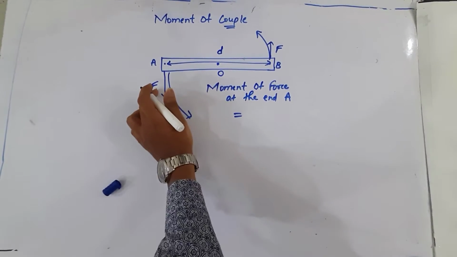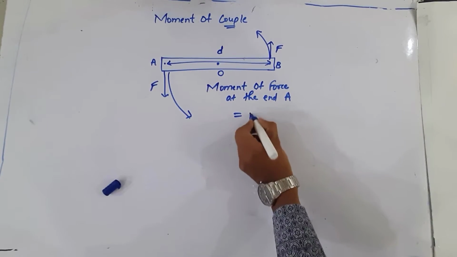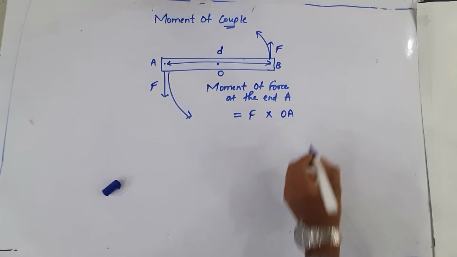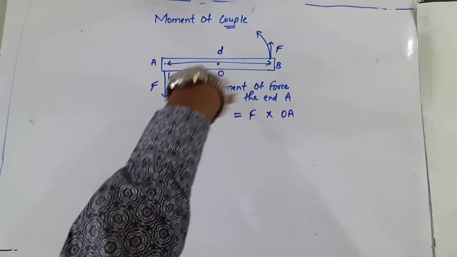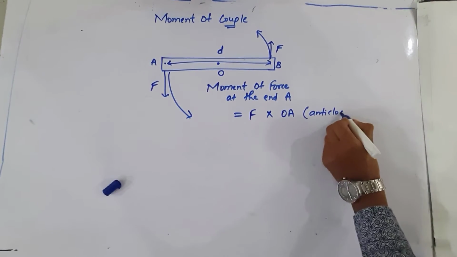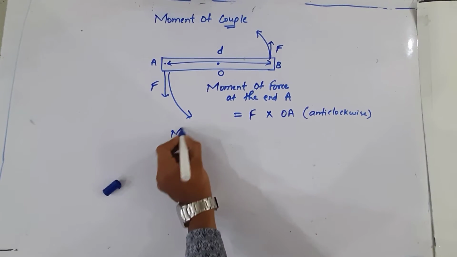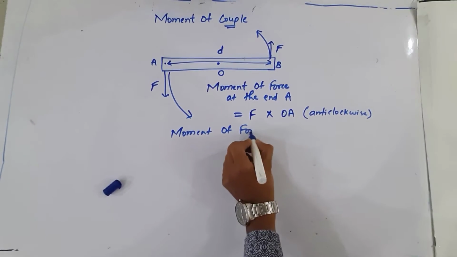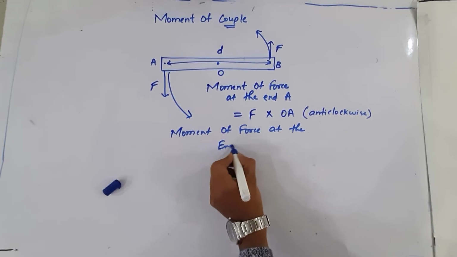So it will be force multiplied by the distance from the pivoted point. So F multiplied by distance, that is OA. And this moment is anti-clockwise, so we will write here anti-clockwise. Similarly, moment of force at the end B.